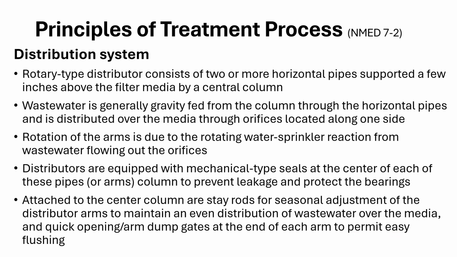And you do have an arm dump gate at the end of each arm. It's basically like a flapper valve. You can pop it open and it'll dump at the end of each of the pipes of that distributor arm. So think of a distributor arm as a cylindrical pipe, if you will, with slots or holes on one side of it, and then on the end of each side of that cylindrical pipe, you have pop outs that'll allow for flushing.